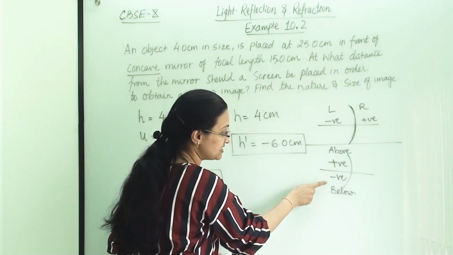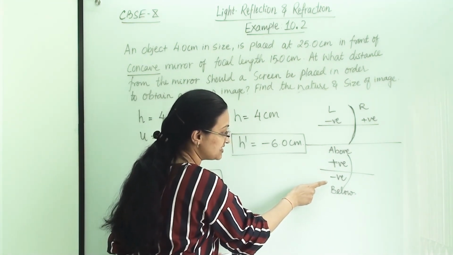So from here, we need to know the distance of the image, that is v. We know the distance of the object and we know the focal length. So from the mirror formula, let us find the distance of the image. It is 1/v plus 1/u equals 1/f. So from this mirror formula, we can find 1/v, that is 1/f minus 1/u. Now we know the focal length and the distance of the object. So it is minus 1/15 minus 1/(minus 25). When we solve this, we get minus 1/15 plus 1/25, because this minus and this minus are going to be plus.